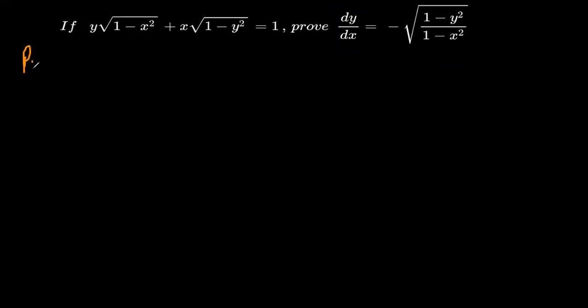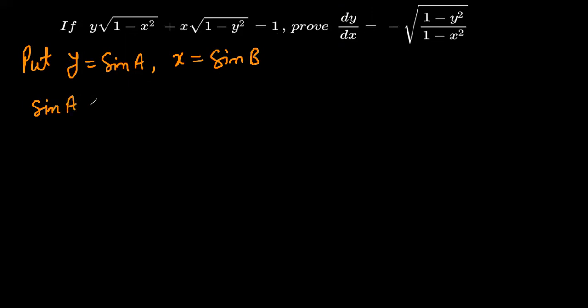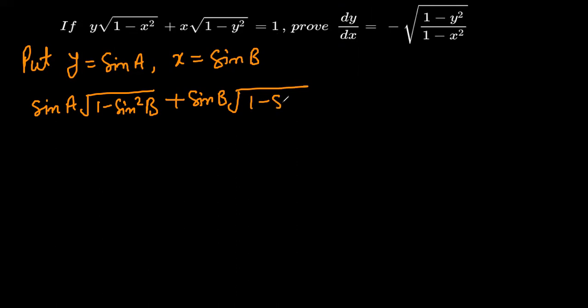Simply put, let's say y is equal to sine of A, and x is equal to sine of B. Now, this given equation would look like sine of A under root 1 minus sine square B plus x, in place of x we're writing sine B, and under root 1 minus y, which is sine A, so square of y, sine square A, equal to 1.